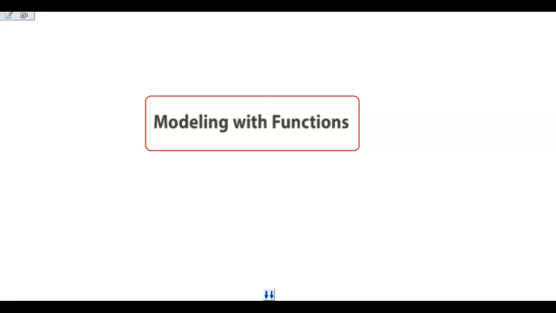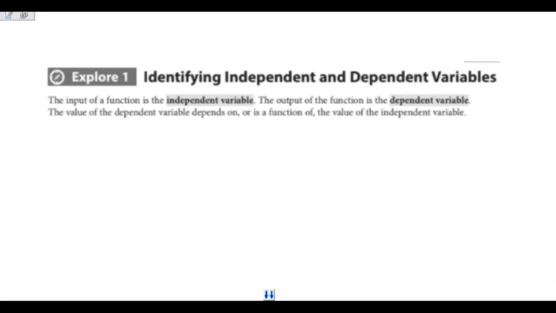Today we're going to be modeling with functions and learning how to write in function notation. Exploring one: identifying independent and dependent variables. The input of a function is the independent variable. Up to this point we have said that the input is our x values. So when we're talking about the independent variable, we're talking about the information we're putting into our machine.